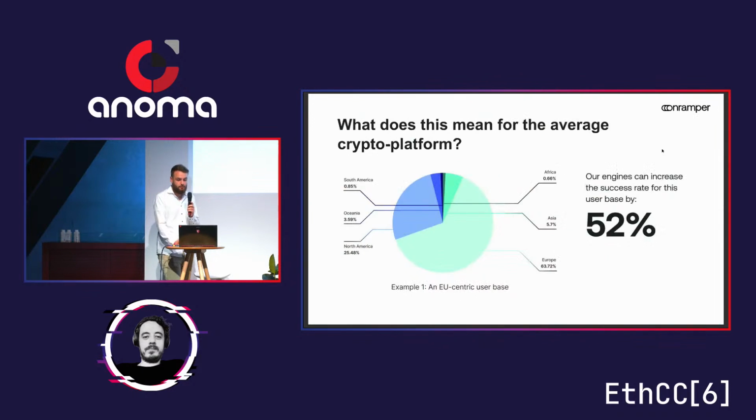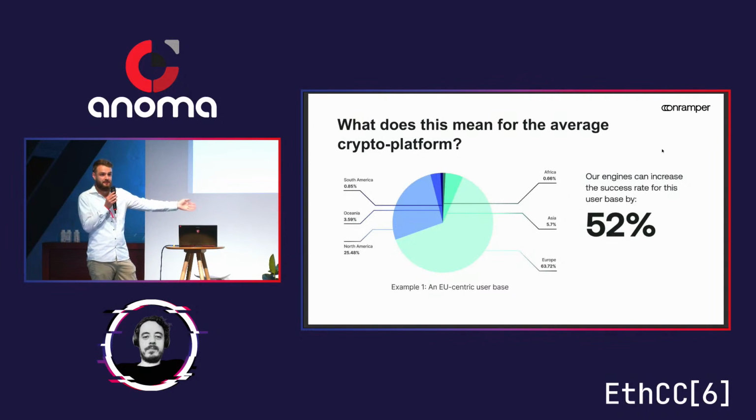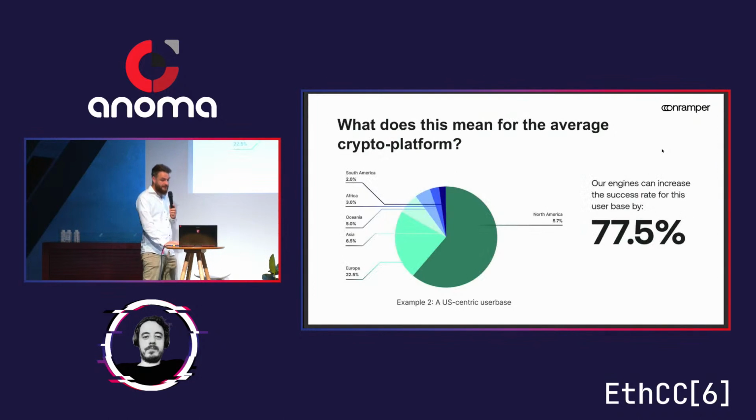We've applied this to what we see as the basic EU-centric user base. So for an EU-centric user base, just applying these routing algorithms, you can increase the successful on-ramp transactions by 50%, which is massive. But when we look at the US, it's even bigger. This is the average US client. And for them, we can increase this by about 80%.